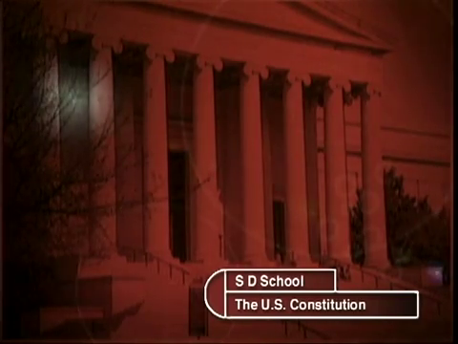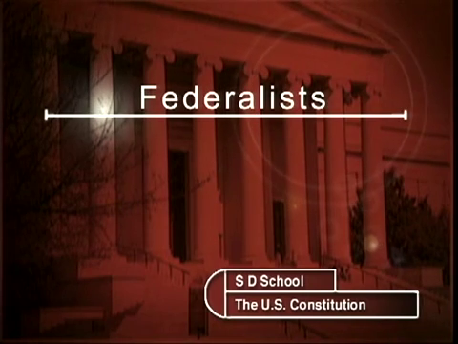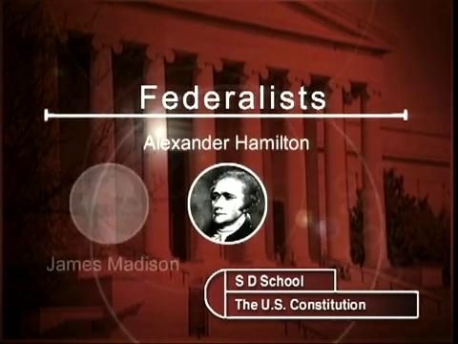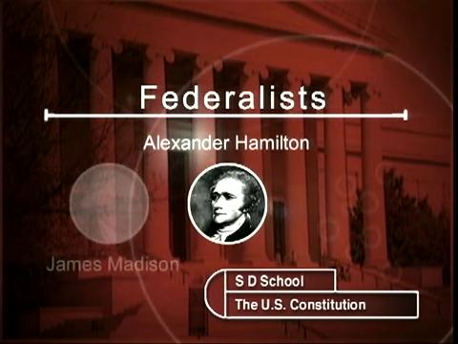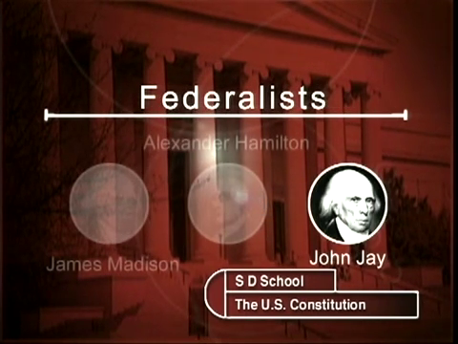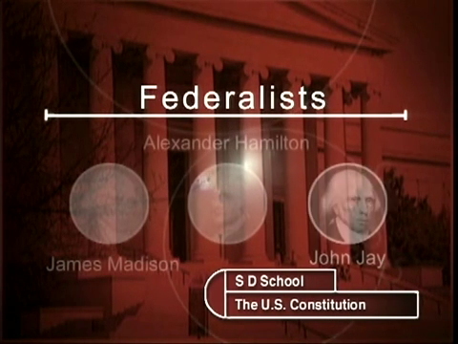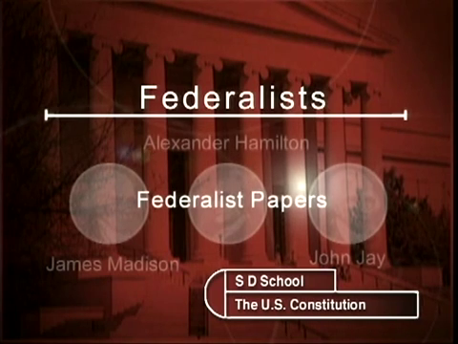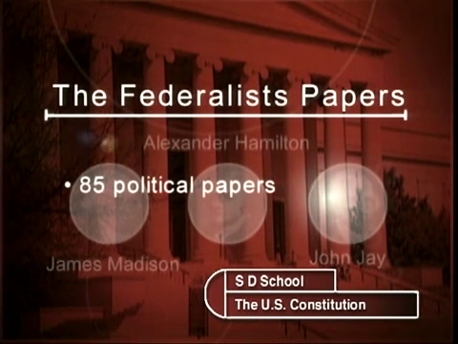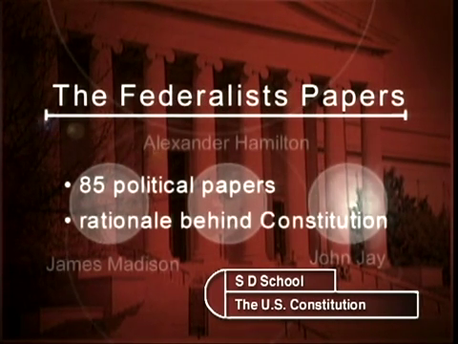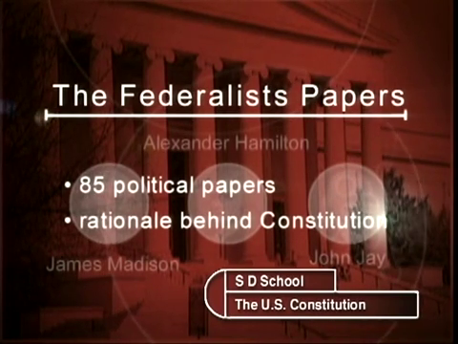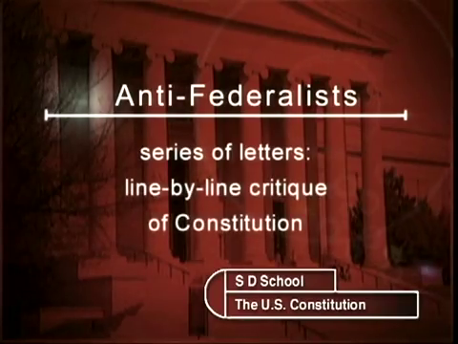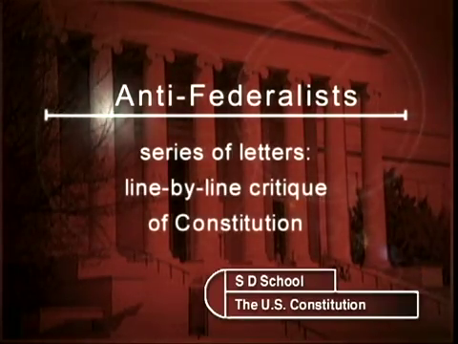Unfortunately for the Anti-Federalists, the Federalists brought out the big guns. James the Mad Dog Madison, Alexander the Ham Hamilton, and John Jam Jay. And these big guns proceeded to write some documents called the Federalist Papers. The Federalist Papers were a series of 85 political papers that explained the rationale behind the new Constitution. The Anti-Federalists volleyed back with a series of letters that attempted a line-by-line critique of the Constitution.